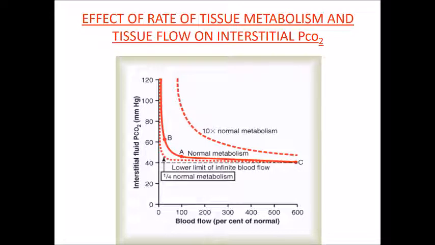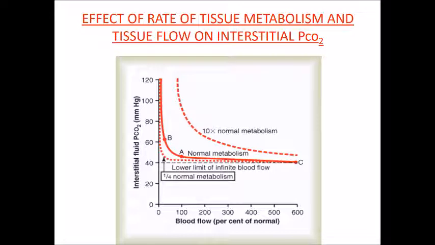Now here there are three curves visible. The middle dark curve is the normal curve during normal tissue metabolism. You can see there are 2 points visible. A is the normal operating point with normal 100% of the blood flow with PCO2 of 45 millimeter of mercury. When blood flow decreases at the point B, the PCO2 is increasing.